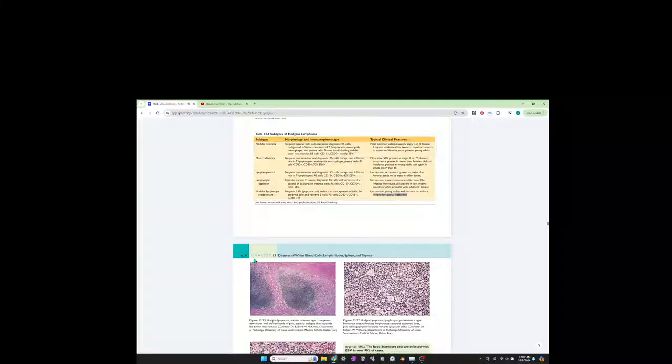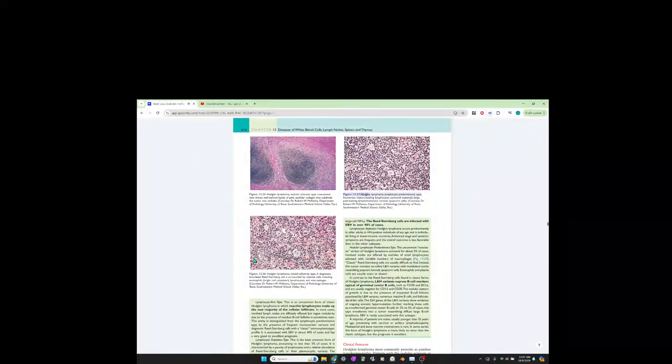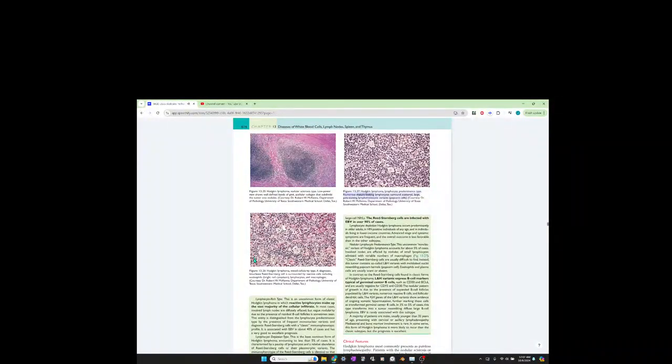Uncommon young males with cervical or axillary lymphadenopathy, mediastinal. Figure 13.25: Hodgkin lymphoma, nodular sclerosis type. Low power view shows well-defined bands of pink acellular collagen that subdivide the tumor into nodules. Figure 13.27: Hodgkin lymphoma, lymphocyte predominance type. Numerous mature-looking lymphocytes surround scattered, large, pale-staining lymphohistiocytic variants.